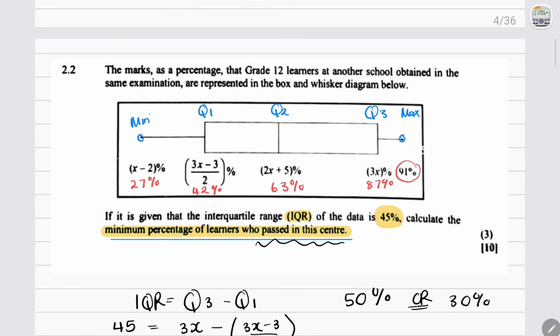So here's the thing about this. Do you see that at Q1, we have 42%? So everybody who got below this did not pass. But at Q2, you see that we have 63%. So it means the learners who would have scored in the 50s and higher than 50s would basically be somewhere around here. I don't know exactly where, but they would be to this side. So they will be somewhere here.